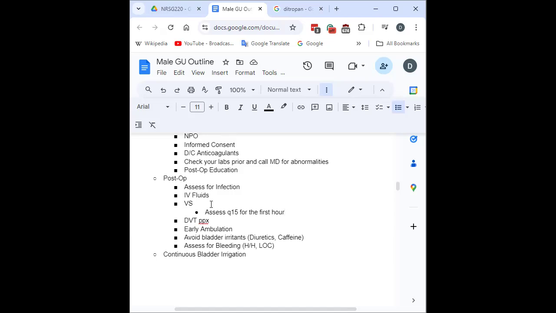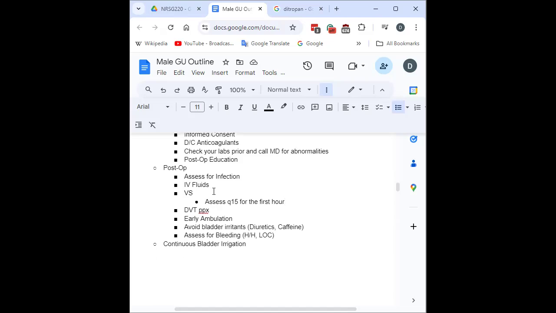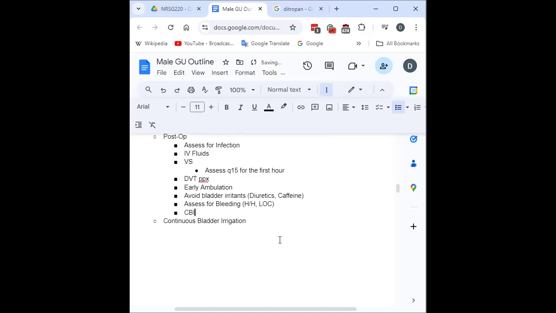Remember, as a nurse, you are not the doctor's underling per se. You have your own independent actions, so you can always be independent on things that are within your scope. That's good, especially because they're going to be on the CBI. With the CBI, we can assess how bloody it is and whether there's clotting going on. That's excessive bleeding.